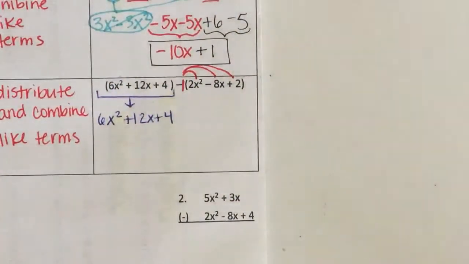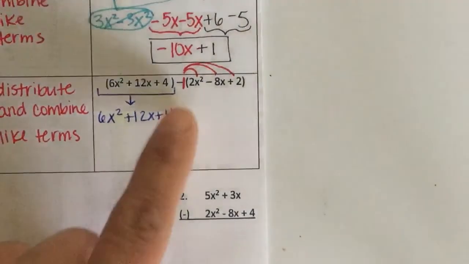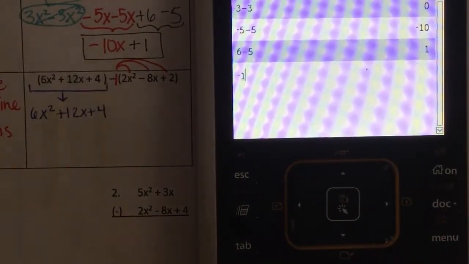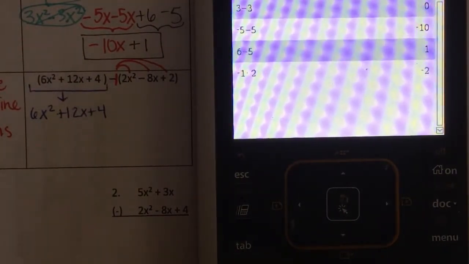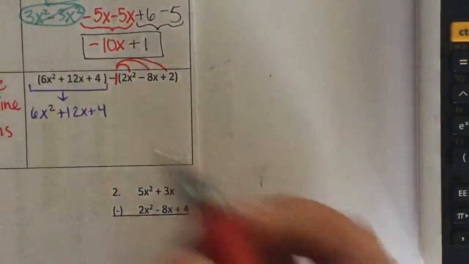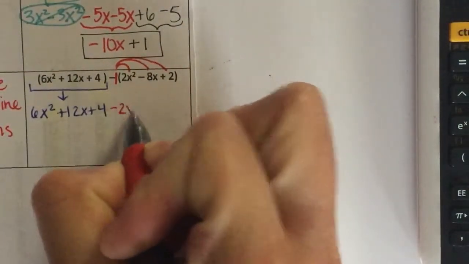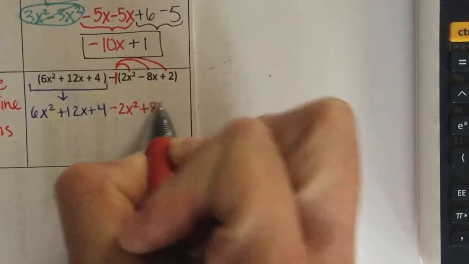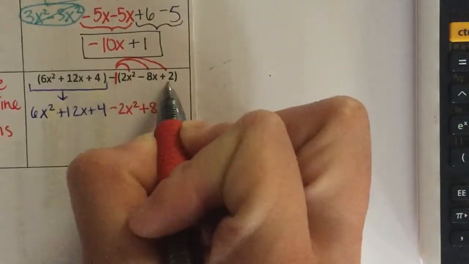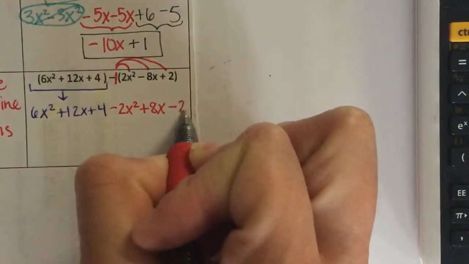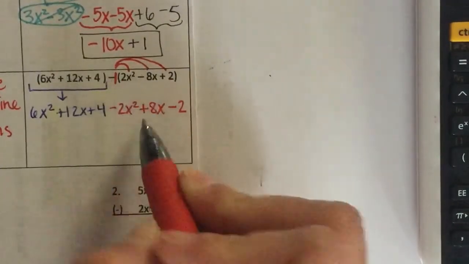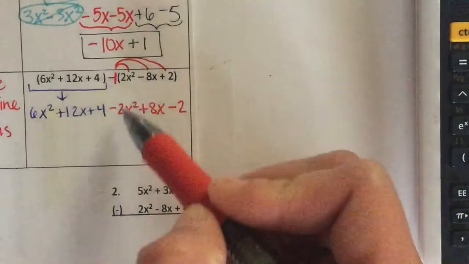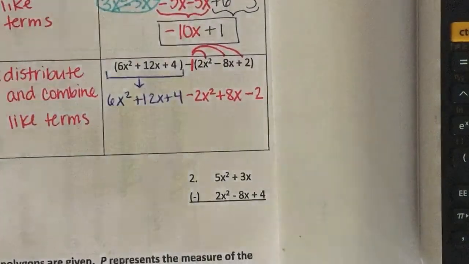When you distribute this negative, you're multiplying a negative 1 times 2x squared. A negative 1 times 2 is a negative 2. So this is a minus 2x squared. A negative 1 times a negative 8 is a plus 8x. A negative 1 times a positive 2 is a negative 2. It basically changes the sign from a negative to a positive, from a positive to a negative. Now you combine your like terms.